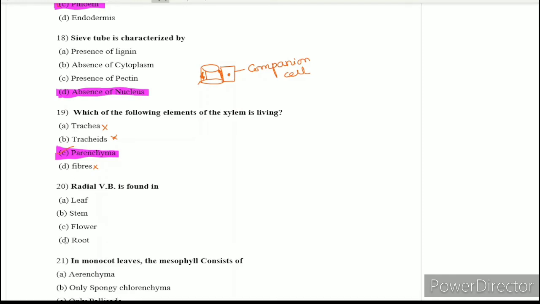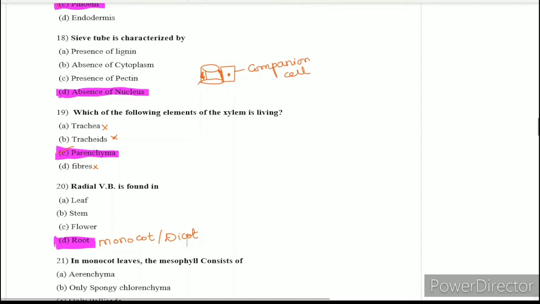So the correct answer is option D. In both monocot as well as dicot roots, you can see radial vascular bundles in the root. Okay, the next question.